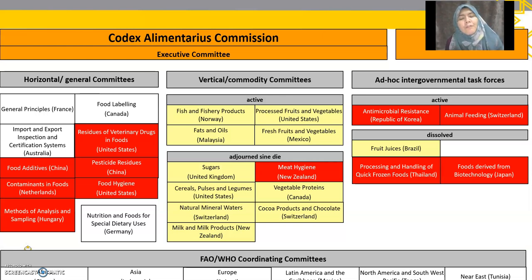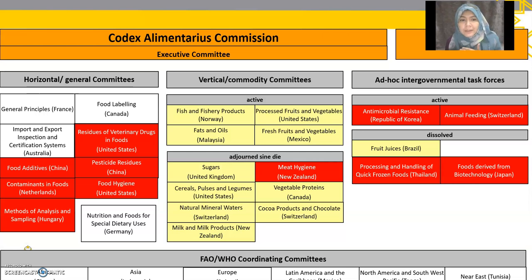Okay. For vertical commodity committees, we can see here the fats and oils. What we call the commodity committees, the host is Malaysia for fats and oils. Fruits and vegetables, Mexico. Processed fruit and vegetables, United States. And we have sugars, United Kingdom, and etc.